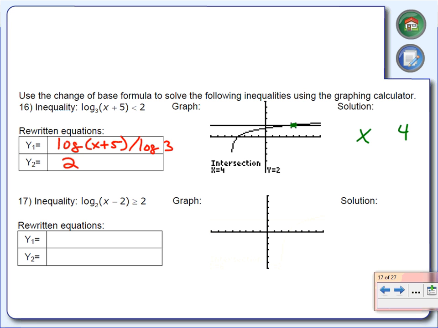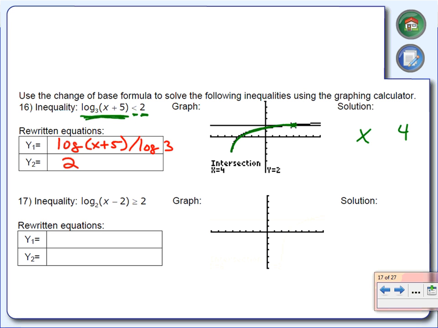Now let's go back to the inequality and see what it says. We want to know when is this function right here less than a 2. In other words, when are the y values going to be less than a 2? Well, that's what this horizontal line is for. Remember, that represents 2. So anything below this line would represent y values that are less than a 2. So that's the part of the graph that I'm concerned with.